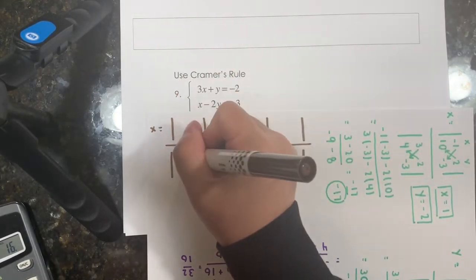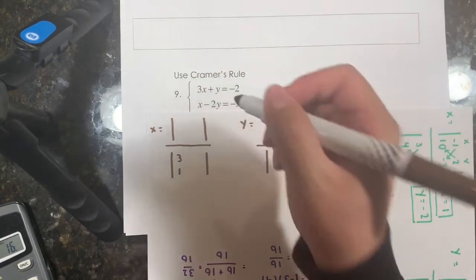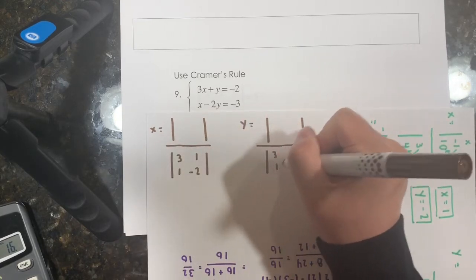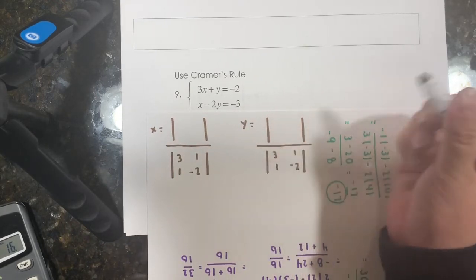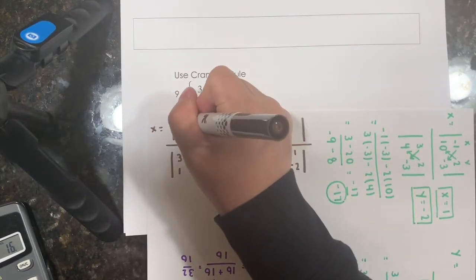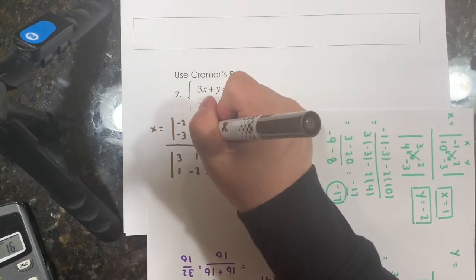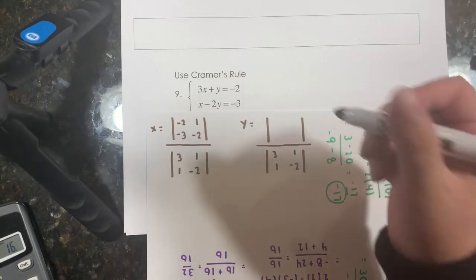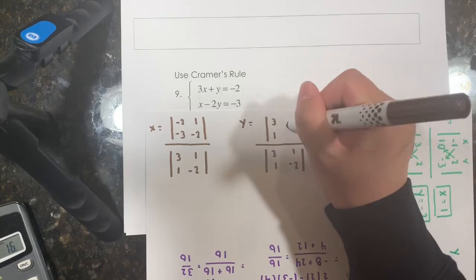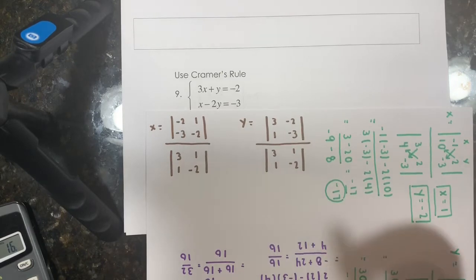So x column is going to be filled with 3 and 1 because those are the coefficients of x. Coefficients of y are 1 and negative 2. Both of them are going to look the same in the denominator. When I'm solving for x, the x column is going to change to what the equation is equal to, so negative 2, negative 3. The y column is going to stay the same. When I'm solving for y, the x column in the numerator stays the same, but the y column is going to change to what the equation is equal to, so negative 2, negative 3.